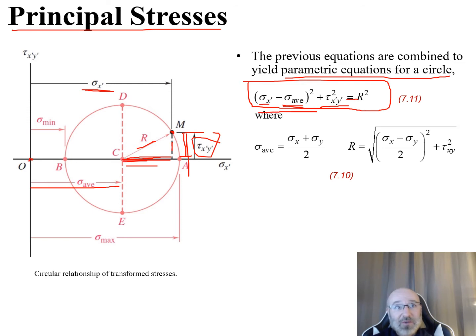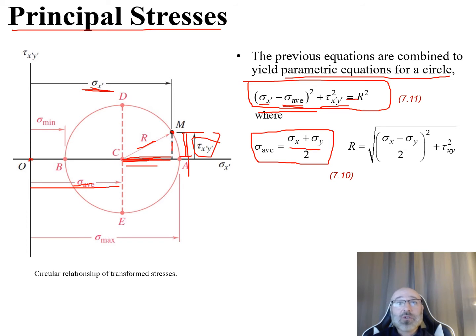If we get this distance right here, we need to say this is our sigma x prime minus our sigma average right there. Where in general our definition for our average sigma right here is our sigma x plus our sigma y all divided by 2. So adding those two together and dividing by 2 gives us that average value right there.